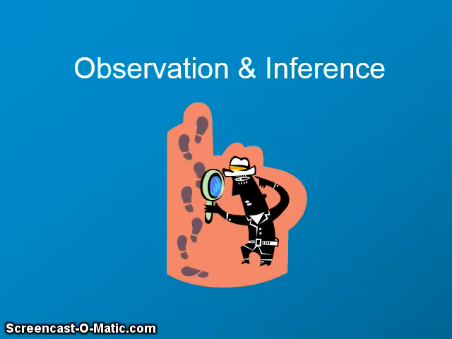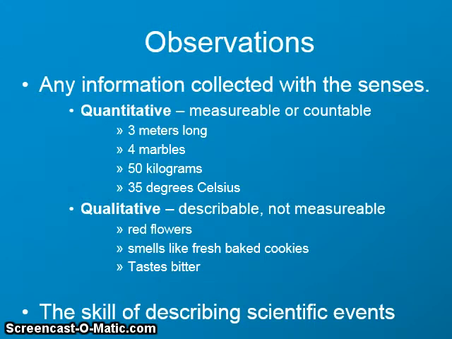Okay, today we're going to review observations a little bit and then get into inferences. An observation is any information collected with the senses. There's two types, quantitative and qualitative. Remember, quantitative are measurable or countable. So like 3 meters long, 4 marbles, 50 kilometers, 35 degrees. Those are all quantitative measurements, or quantitative observations.